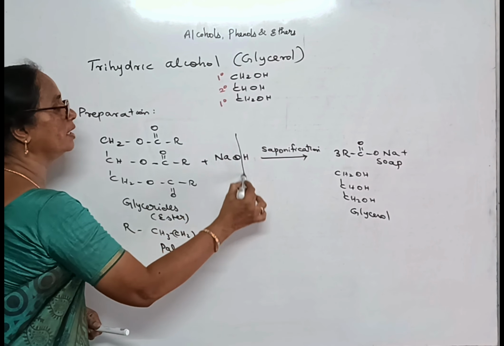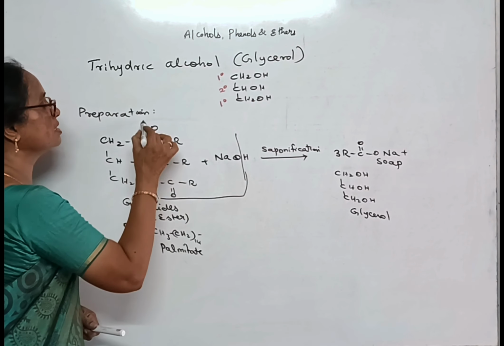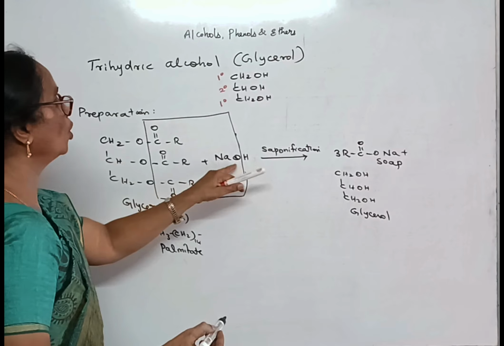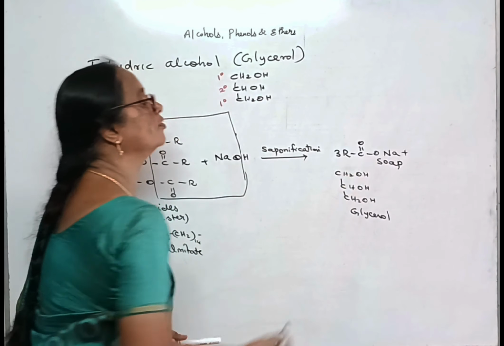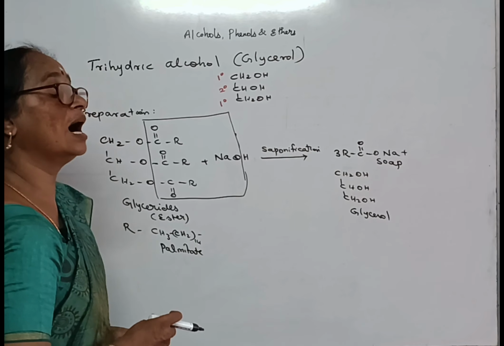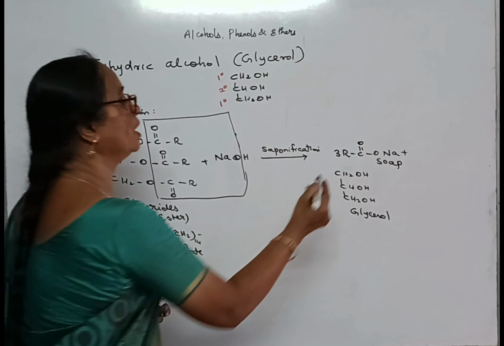So the bond breaks here and that makes RCOONa. So 3 times RCOONa, that is the sodium salt of higher fatty acids, are called soaps. So we are getting soap.